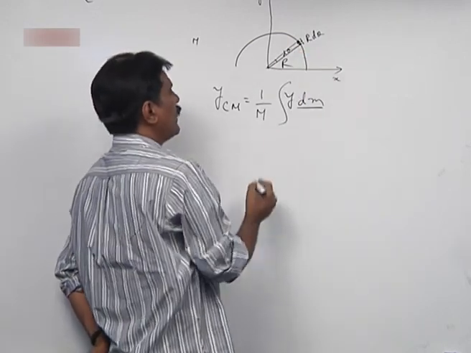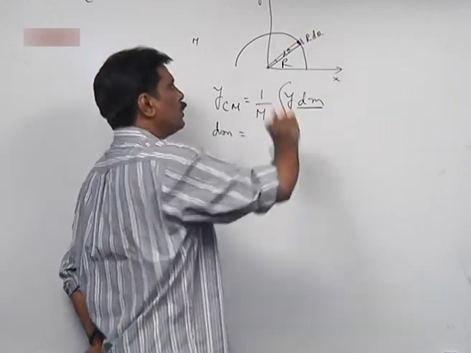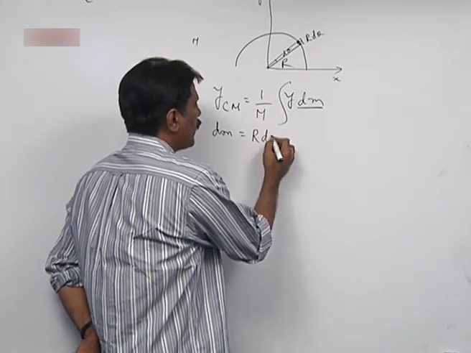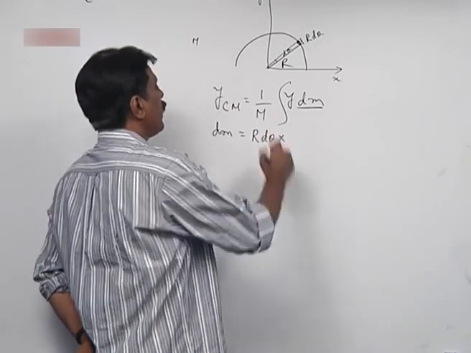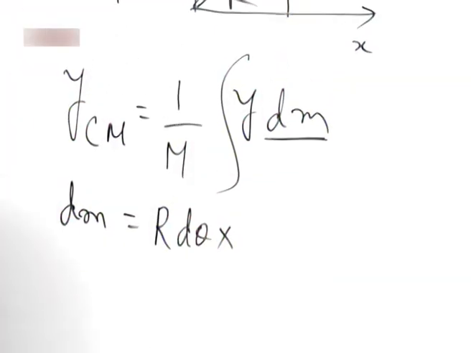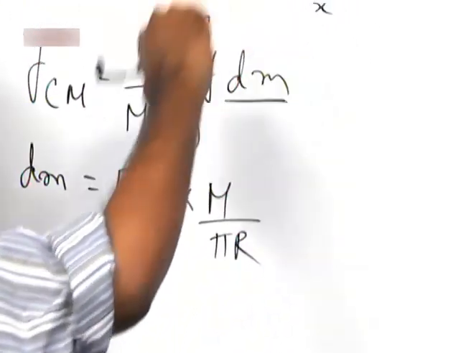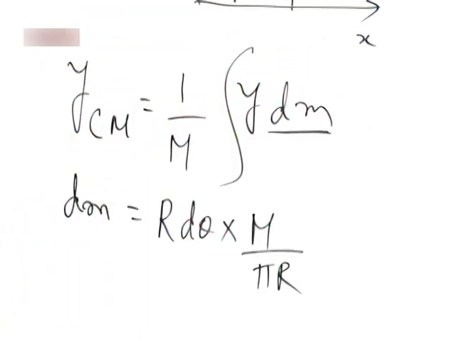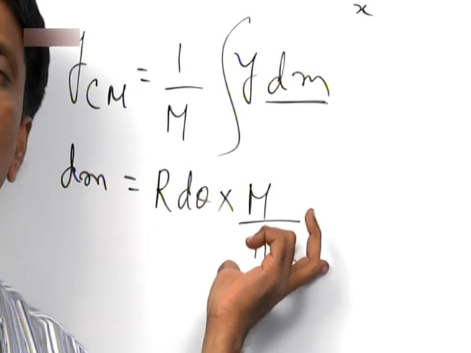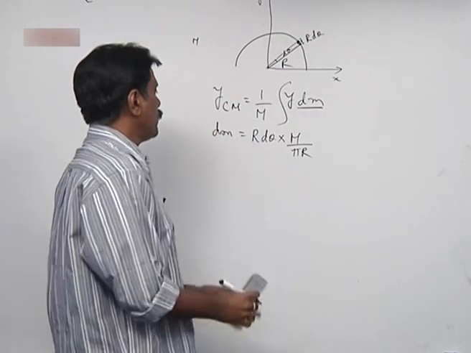So, the mass of that element dm is equal to the length of the element into mass per unit length. The length of the element is r d theta. We have taken the mass of the ring as m, so mass per unit length is m by pi r, because pi r is the total length of the semicircular ring. So, mass per unit length into length of this element will give you dm.